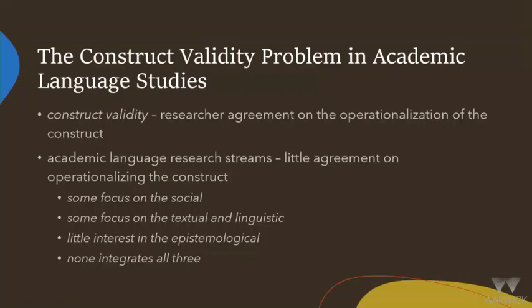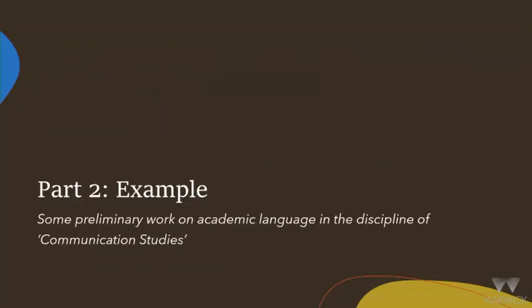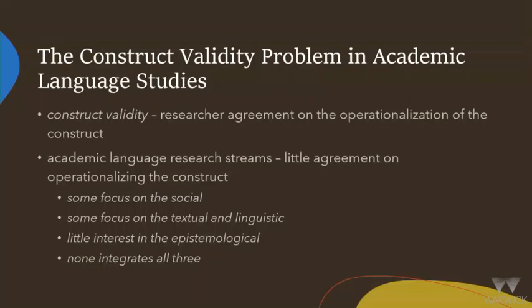Cohen, Mannion and Morrison in the Education Research Methods text say this type of validity agreement is sought on the operationalised forms of the construct. That is my understanding, similar to what is generally accepted to be the construct. However, and my second point here, is that with academic language research streams, there is little agreement on operationalising the construct. Some researchers focus mainly on the social dimension.